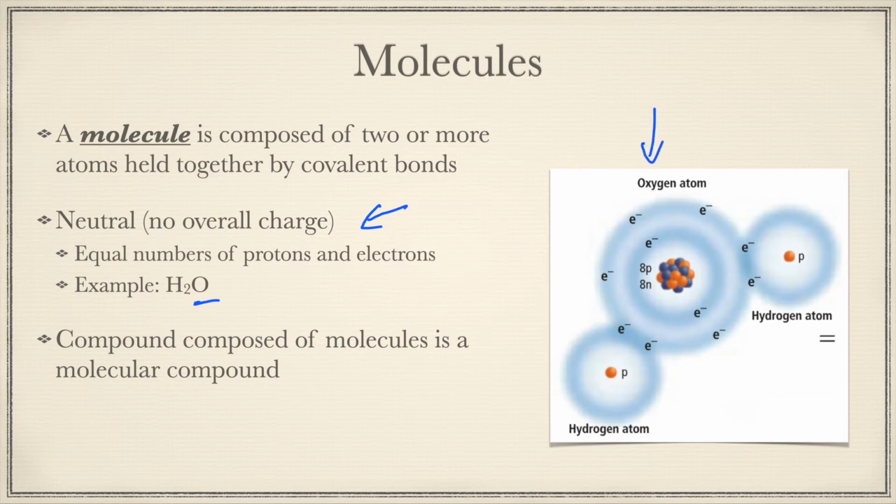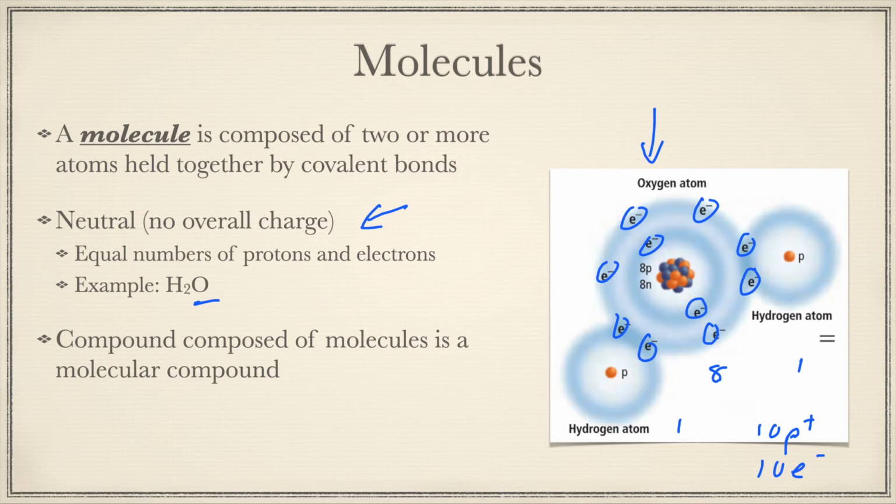If you count them up, you have 8 protons in your oxygen and 1 proton in each hydrogen, so you have a total of 10 protons in a water molecule. And if we count up our electrons, we have 1, 2, 3, 4, 5, 6, 7, 8, 9, 10 electrons. So 10 protons and 10 electrons cancel out, so there's no charge.